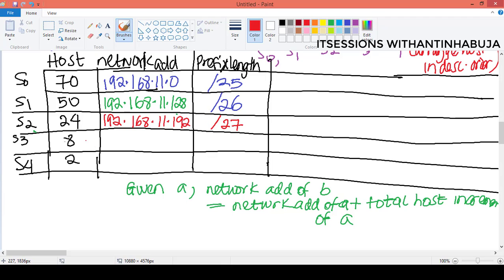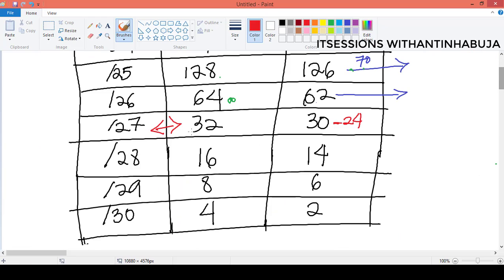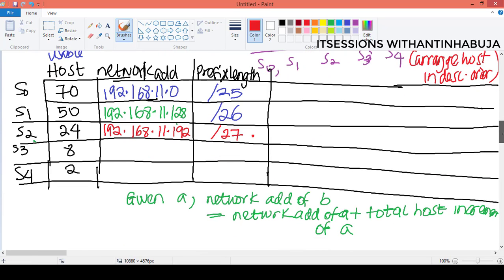Now the next thing is for us to know the network address of S3. So you add the total host increment of S2 to the network address. How will we know our total host increment in S2? That was slash 27, so we look at slash 27. What's our total host increment? The total host increment is 32. So 32 plus the network address of S2. That's 32 plus 192, and that's 224. So let me use another pen.